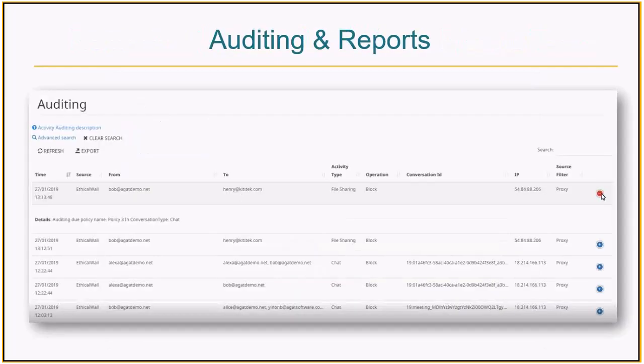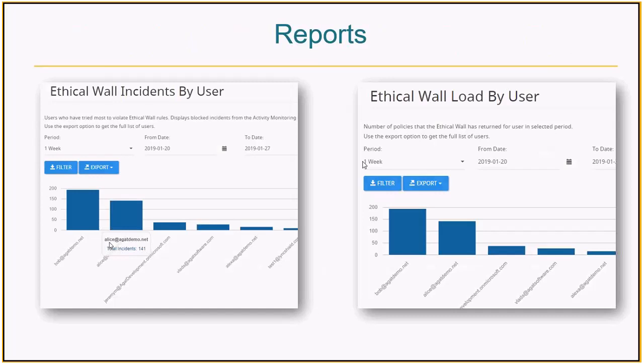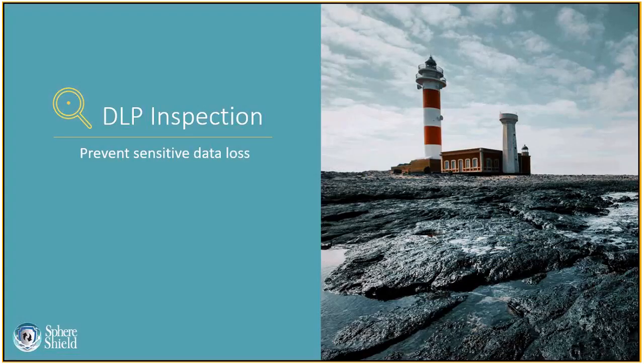We've also seen some reporting capabilities, or auditing reports. For example, you'll have a report of users who have mostly tried to violate the ethical wall or mostly created ethical wall incidents. So this was the first part of the ethical wall. Before continuing, do you have questions on the functionality, Varun, or is it clear?